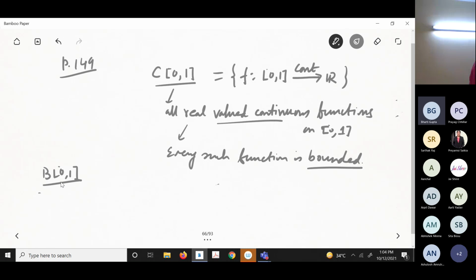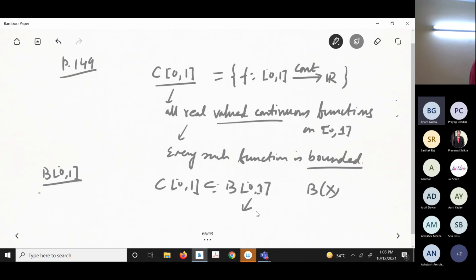That means all the bounded real-valued functions on [0, 1]. That means this is contained in this. Strictly speaking, look, I have written this. So here x is this. So you need one more bracket, that you usually don't give.